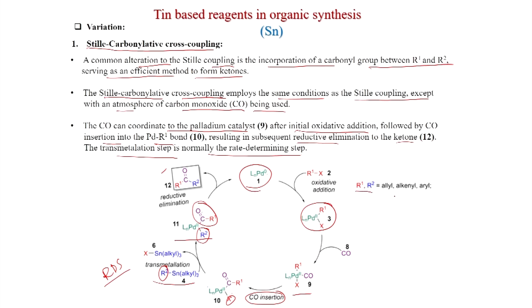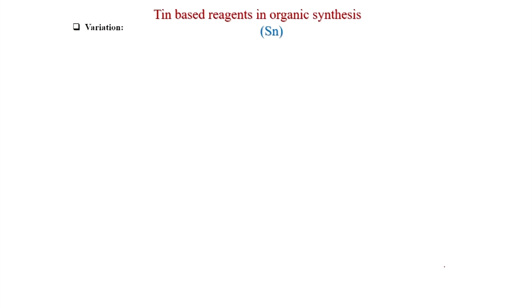And R1, R2 is allyl, alkenyl, aryl, X is equal to Cl, Br, I, OTf, L is equal to phosphine, alkyl is equal to methyl, butyl. So, still a carbonylative cross coupling. Now, we will see some examples.